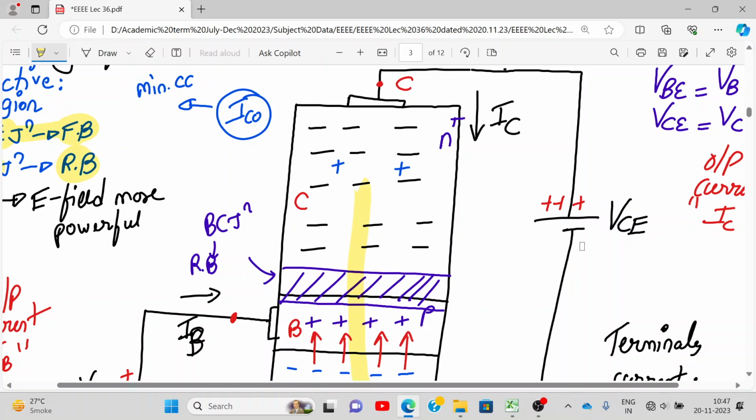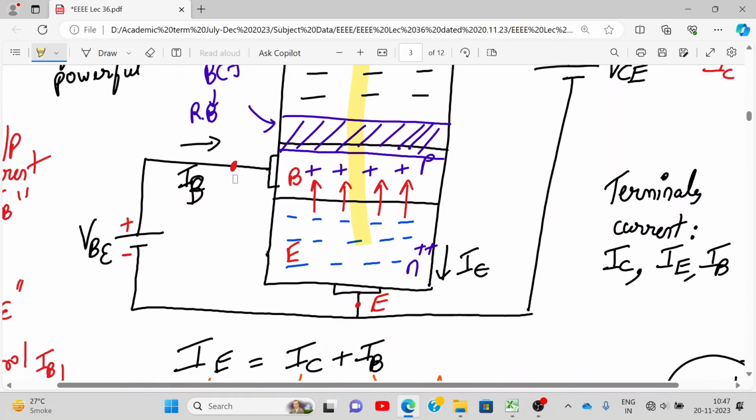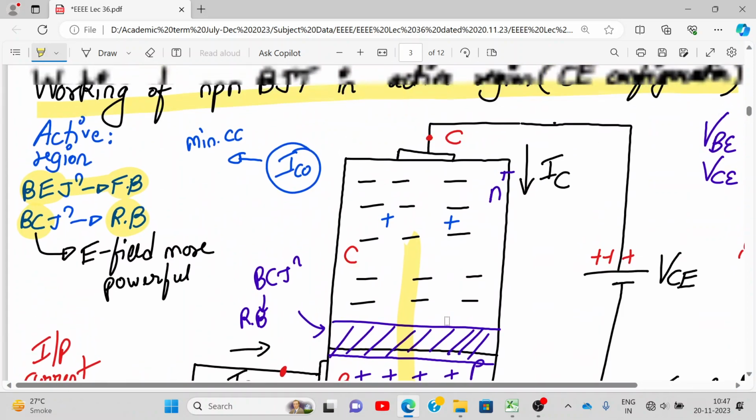So electrons are flowing out of the collector terminal, right? The conventional current will be in the opposite direction of the electrons. So here IC will be flowing like this. What about IB? IB will be flowing like this. And what about IE? The emitter current will be flowing out of the emitter terminal, because the conventional current direction and the flow of electron current are opposite. You know that much, right? So again, I revise. How does this work?